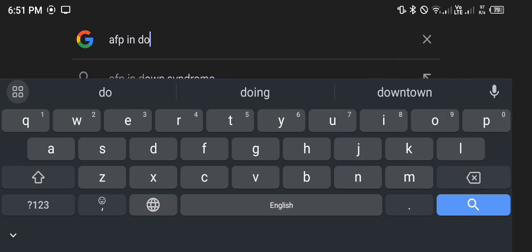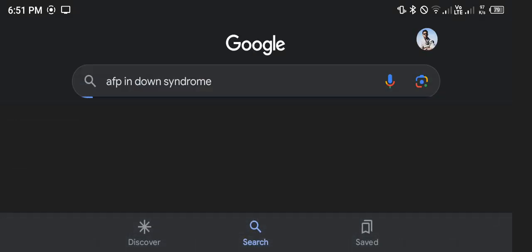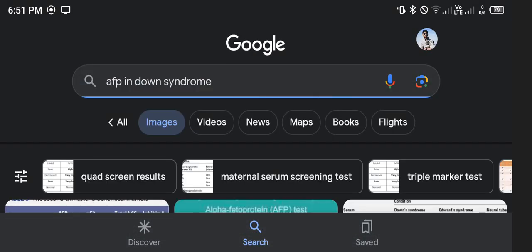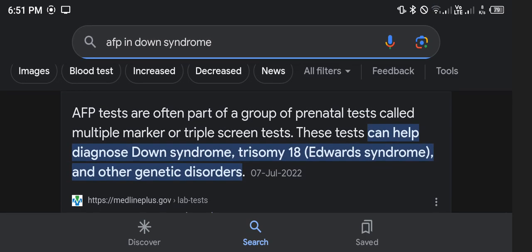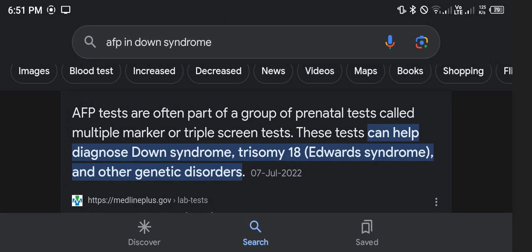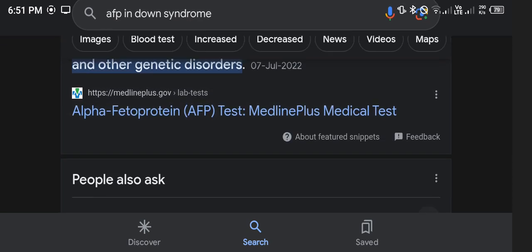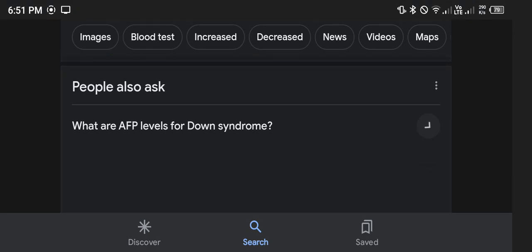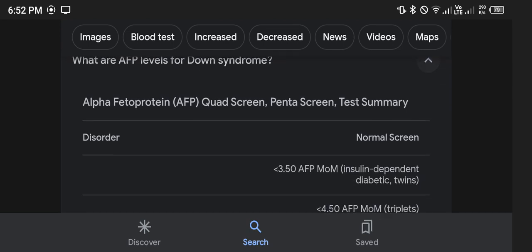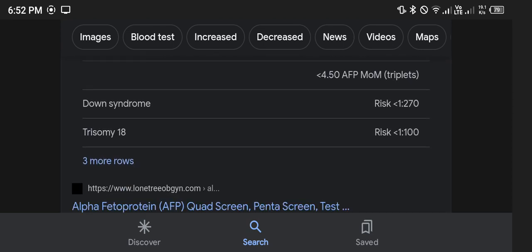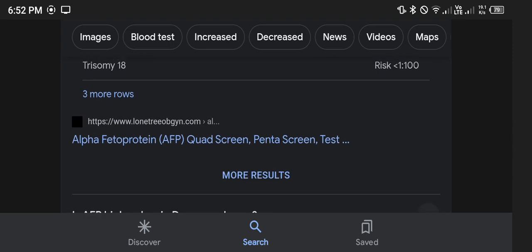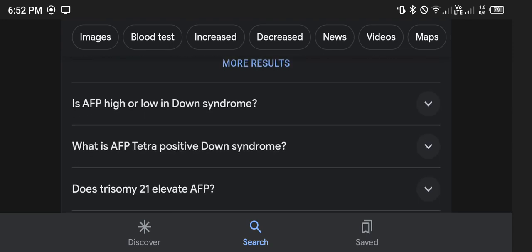In Down syndrome, alpha fetoprotein in Down syndrome is, yes, called multiple markers. These tests. Okay, so what are the levels? Alpha fetoprotein level in Down syndrome, it is less than, no, alpha fetoprotein higher or another.